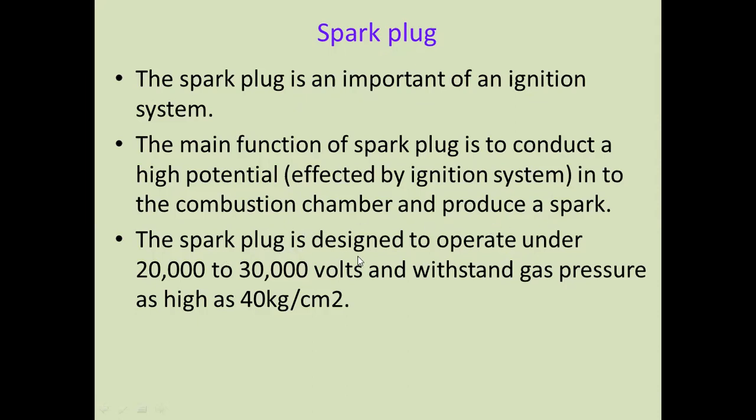Generally the spark plug is designed to operate under high pressure, with a voltage of around 20,000 to 30,000 volts, and to withstand gas pressure as high as 40 kg per square centimeter. Generally we get a 6 volt to 12 volt battery, but with the help of the primary coil ignition system, that is a battery coil ignition system or magneto coil ignition system, we send high voltage of around 20,000 to 30,000 volts across the electrodes of the spark plug.